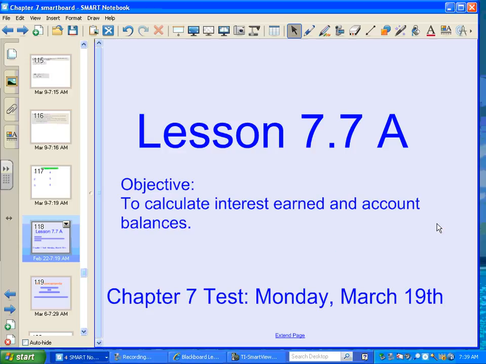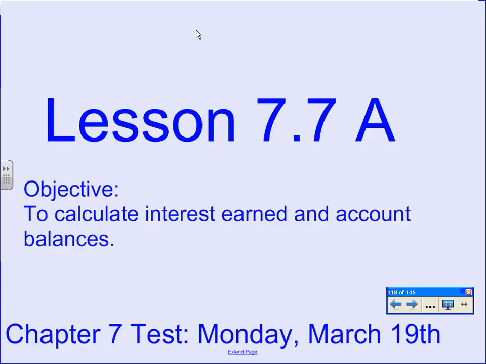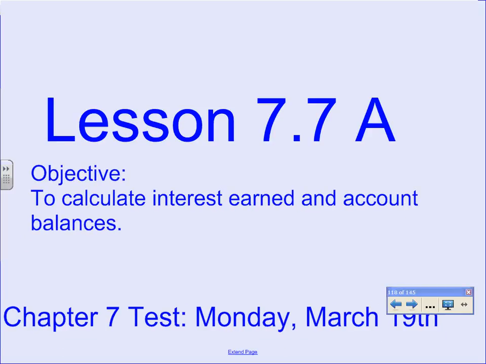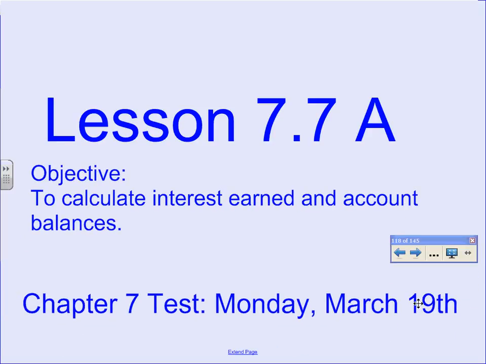Okay, our objective today is to continue calculating interest earned and account balances. We are also going to talk about compound interest today. So 7.7b is still the same as 7.7, but there's one more formula that we need to discuss.